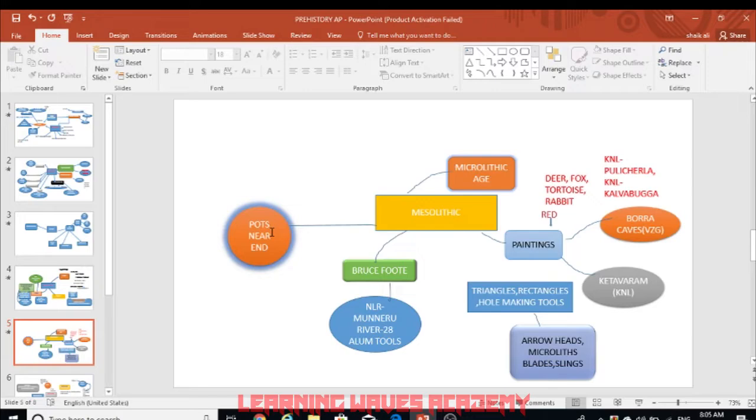Coming to paintings, painting first started in this age in the Andhra region. Paintings were found at Borra caves in Visakhapatnam, and in Ketavaram caves in Kurnool. The main object of these paintings is deer, and the main paint color used is red. Only red paint was used during this Mesolithic age. The animals in these paintings were mainly deer, fox, tortoise, rabbit, etc.